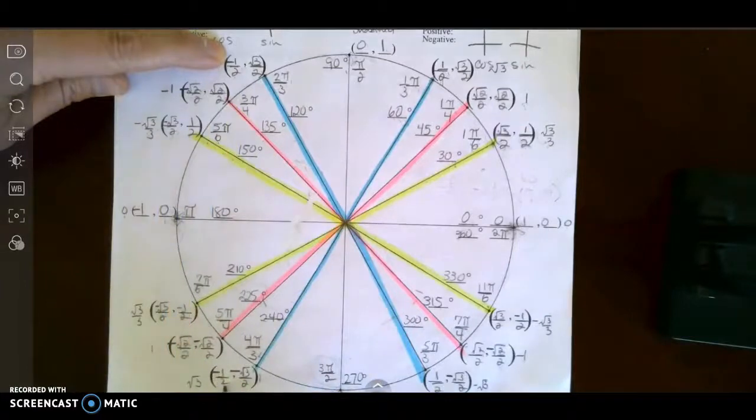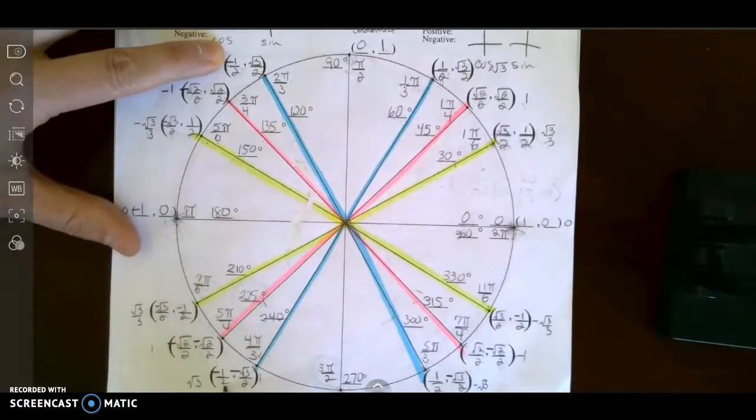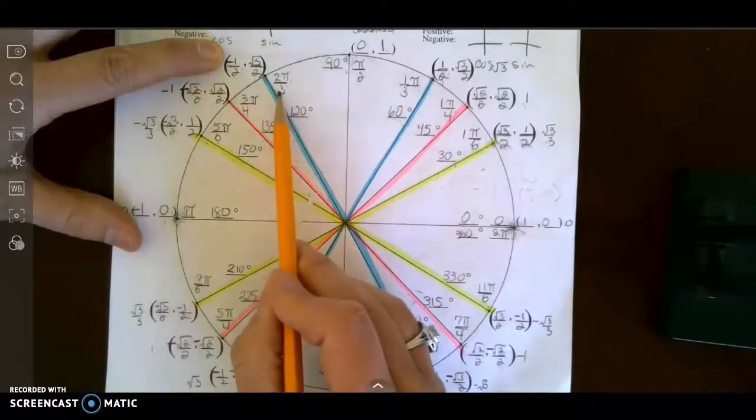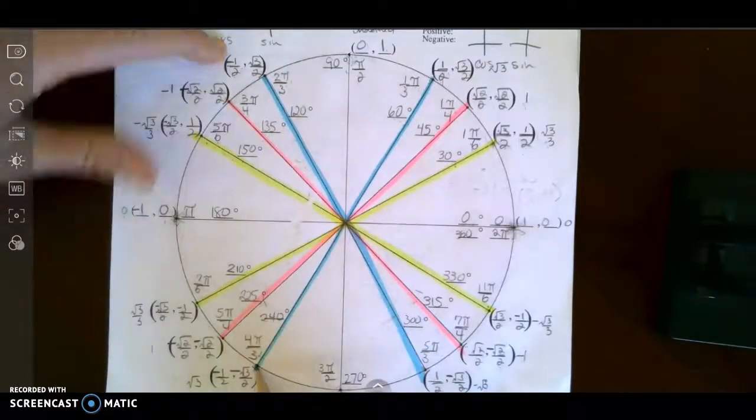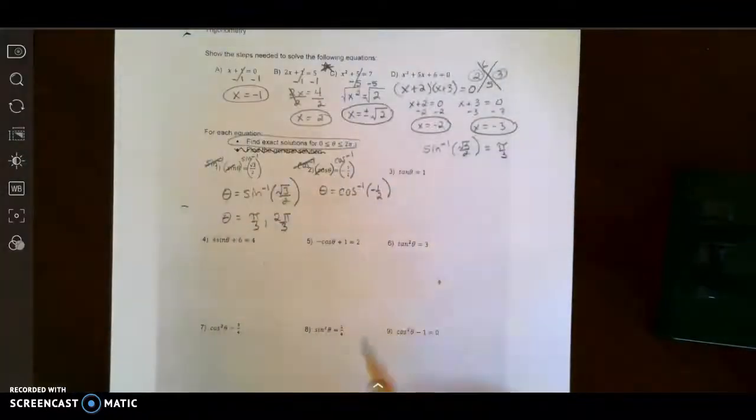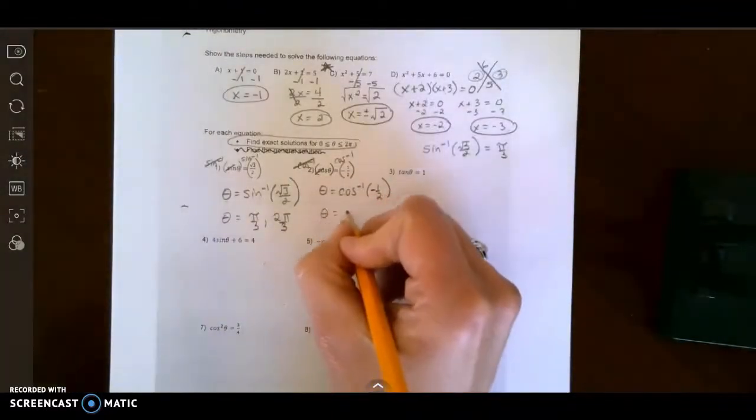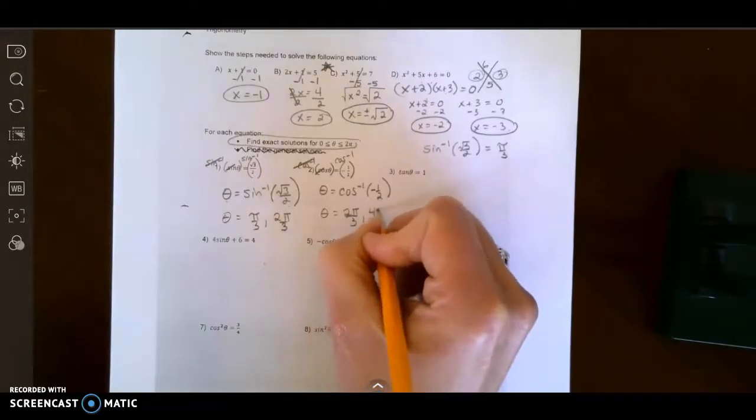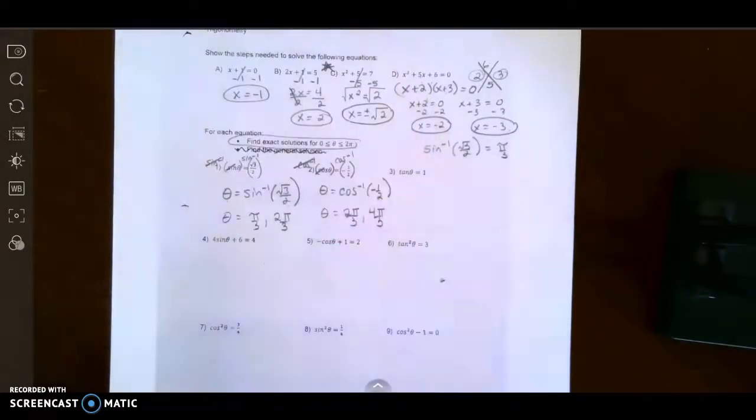Keep going. Oh, it happens again right here at 4 pi over 3. So at 2 pi over 3 and 4 pi over 3. So theta equals 2 pi over 3 and 4 pi over 3.